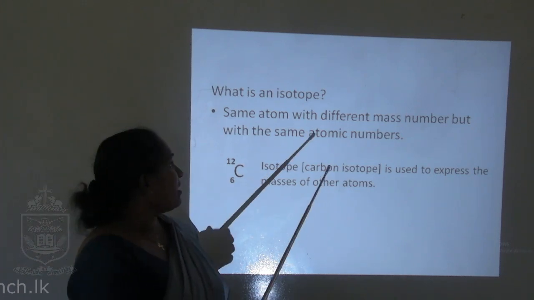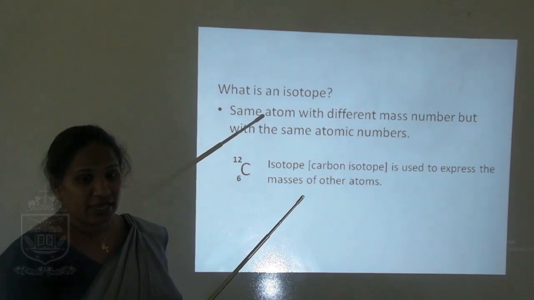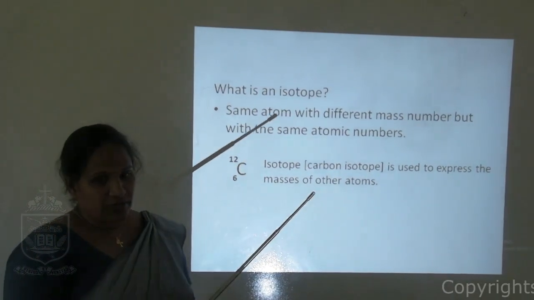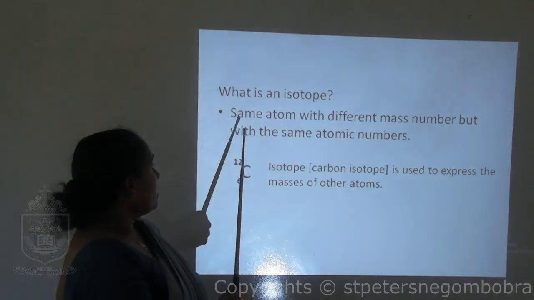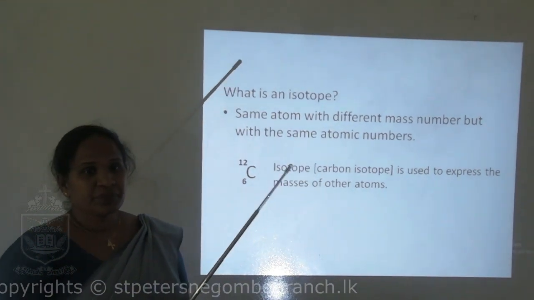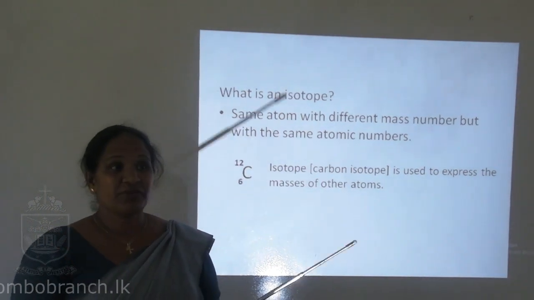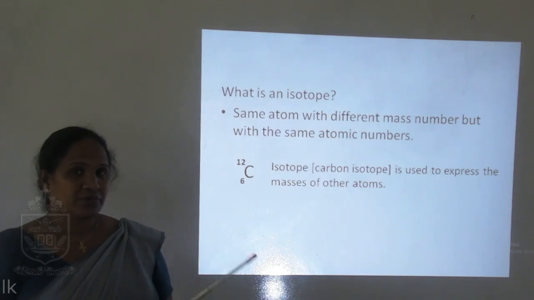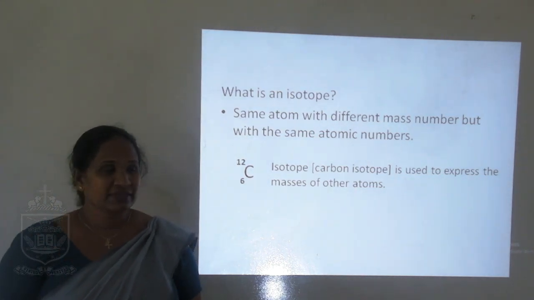First of all, the word you know, isotope. We have learned this in your second lesson. What is known as isotope? Isotope means when you get the same atom with different masses, we call it an isotope.